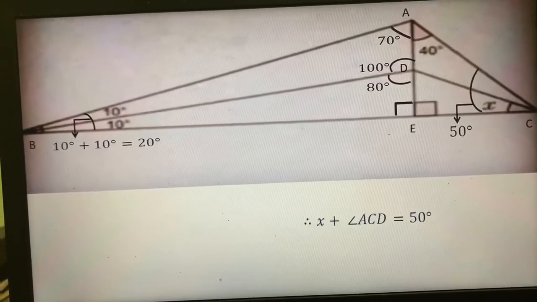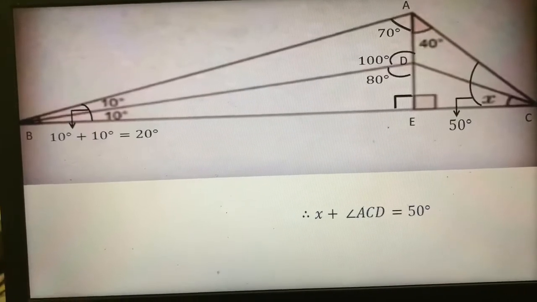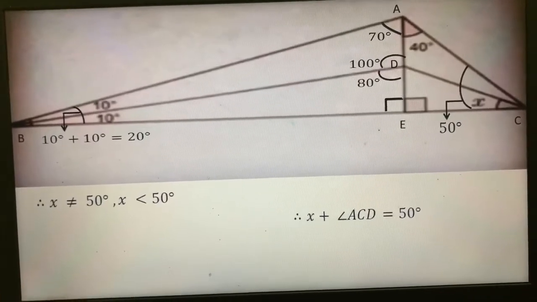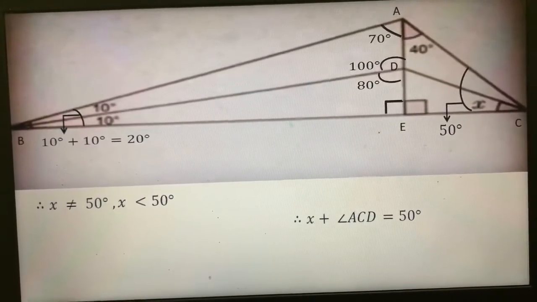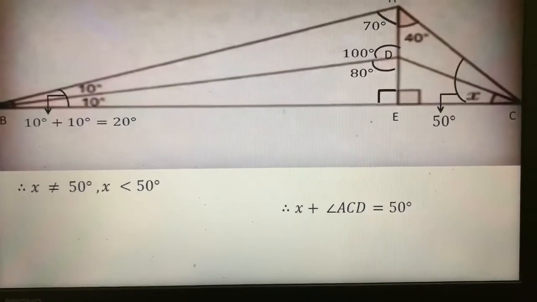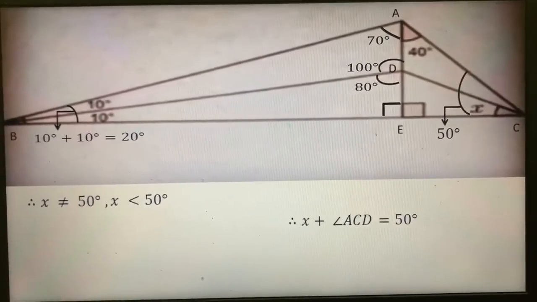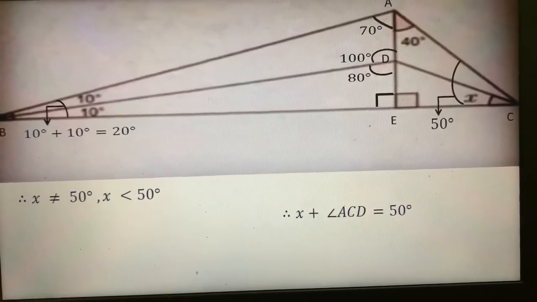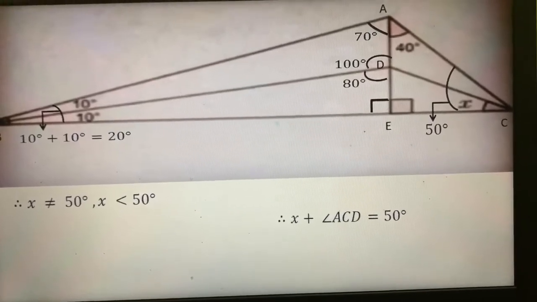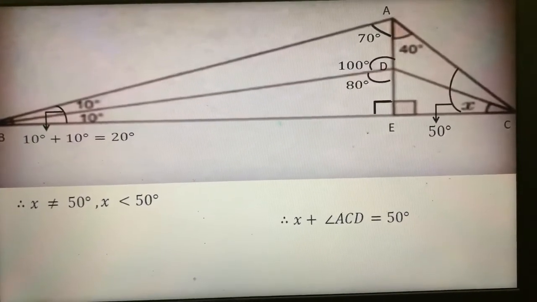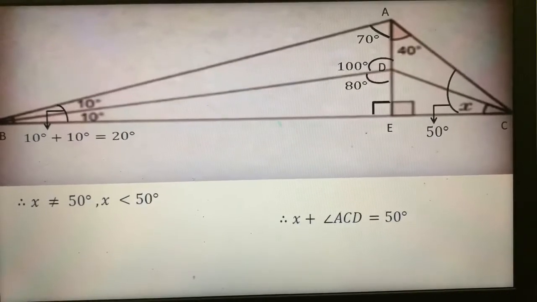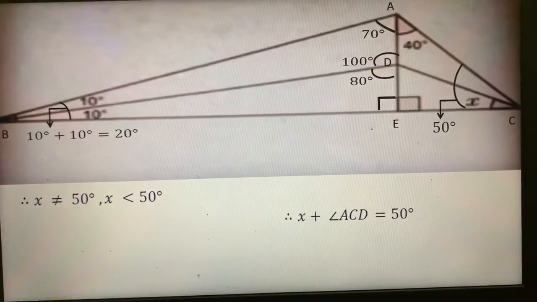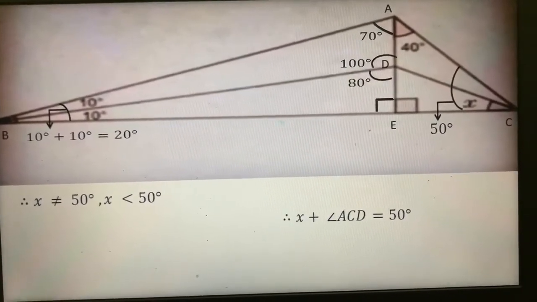Now, what does x plus ACD equal to 50 mean? x is not equal to 50 degrees. I am saying this because I have got many answers as x equals 50 degrees. But no, that's not possible. x cannot be equal to 50 degrees because x plus ACD equals 50 degrees, and very clearly from the picture ACD is a triangle, so angle ACD can never be 0 degrees, right? So x is not equal to 50 degrees, rather x is less than 50 degrees. x can take any value less than 50 degrees.